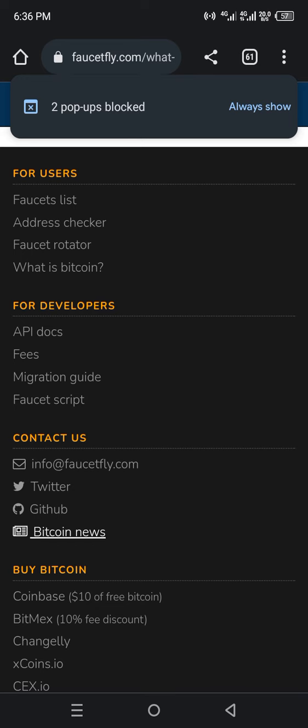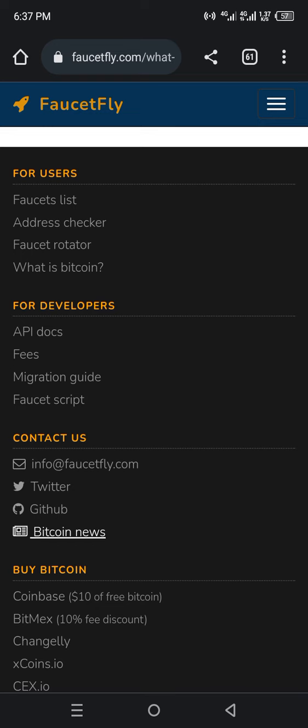Okay, where can I get Bitcoin news? You can get Bitcoin news from so many websites, but the ones I'm following are CoinGecko and CoinMarketCap. Those are the two places I get the latest updates on Bitcoin happenings.